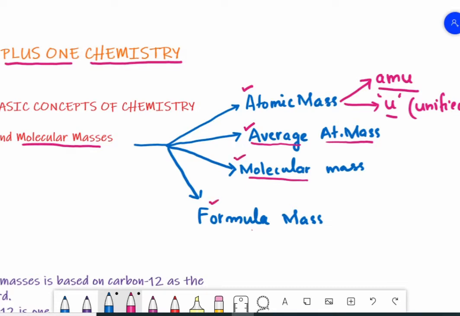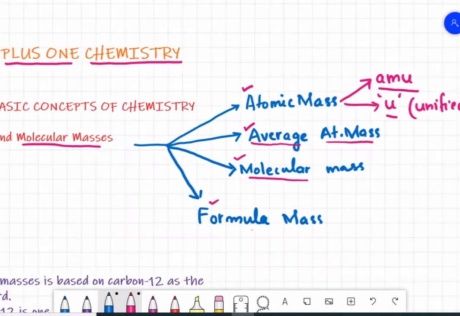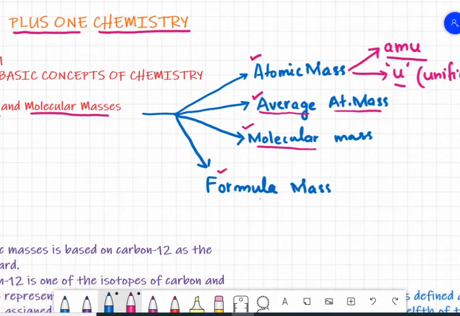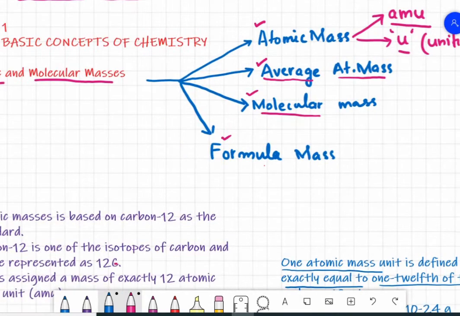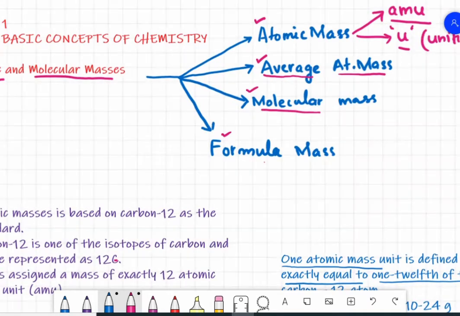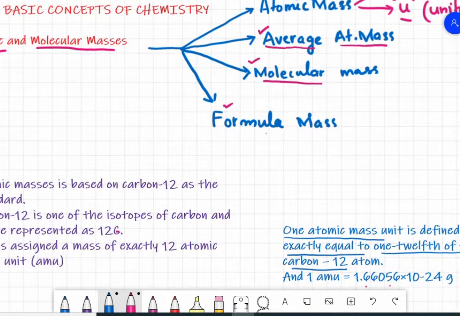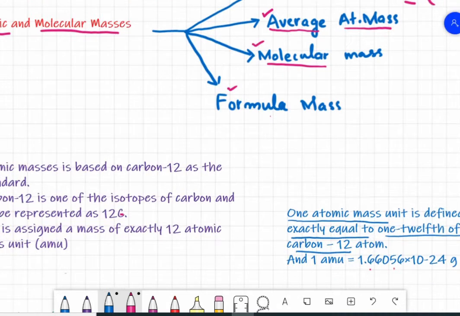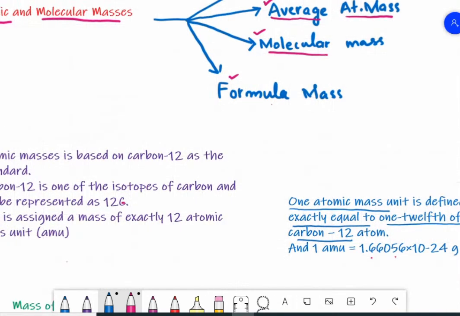Okay, so let us start with the atomic mass. Usually, as you know, in our periodic table, we have more than 100 elements present. So, all these elements contain atoms, and the mass of the atom we call atomic mass. So, to express atomic mass, we'll be considering carbon 12 as the standard. Okay, why did we choose carbon 12 as the standard?